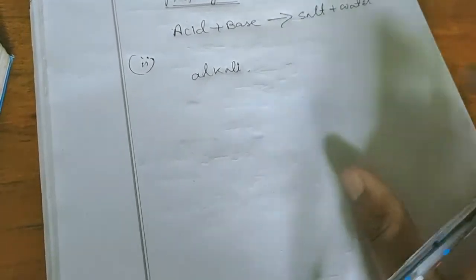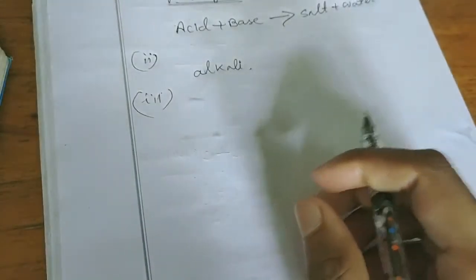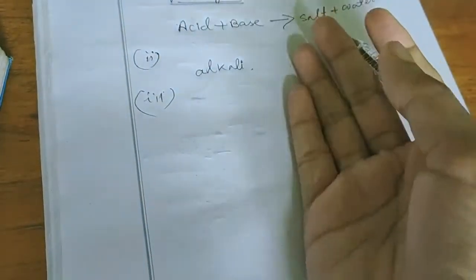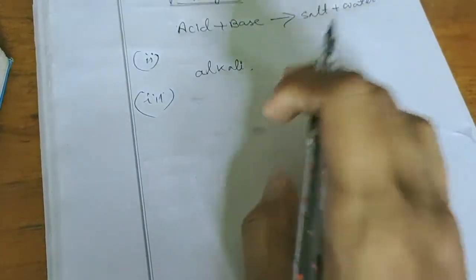Then some bases are corrosive. The third property is some bases are corrosive. And similar to acids, there are strong bases and weak bases. If a base is strong, it will be more corrosive.